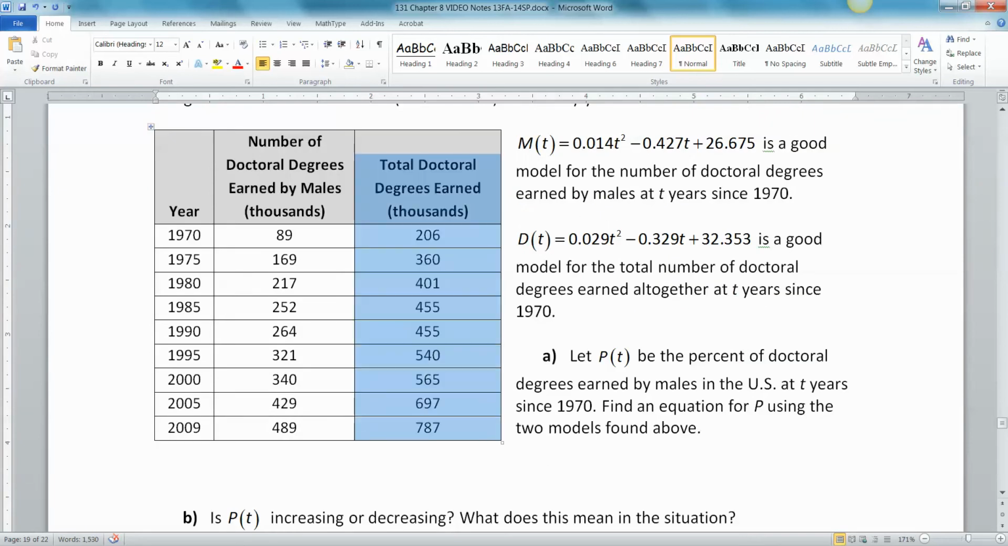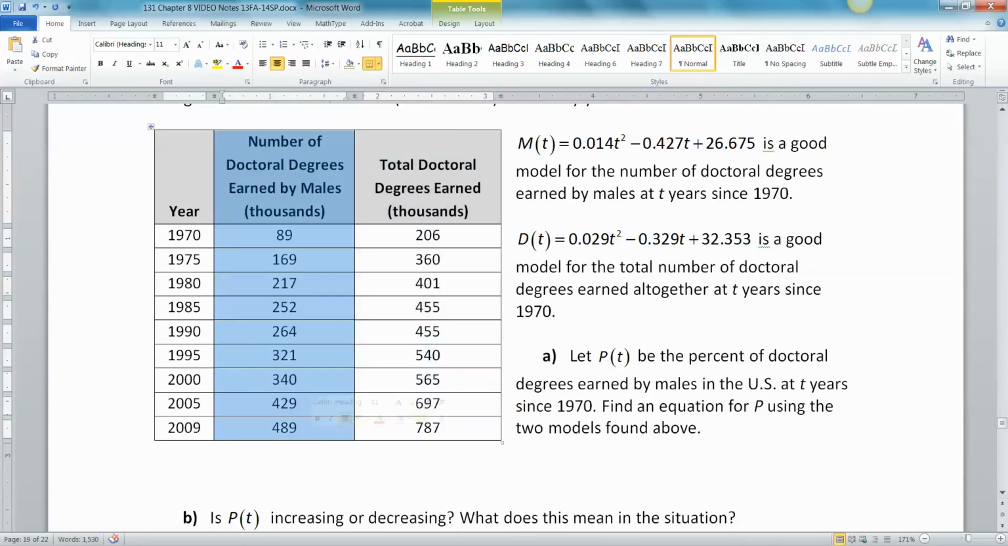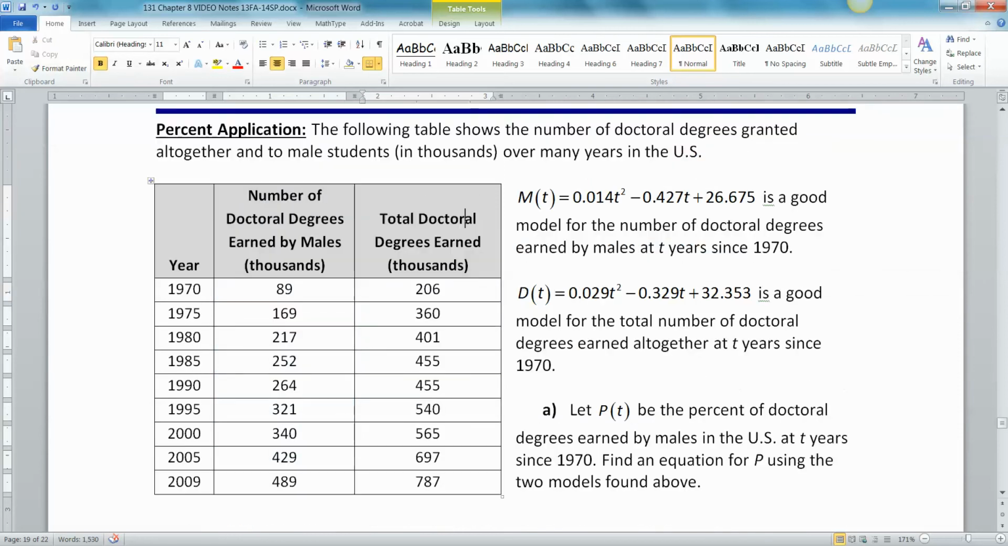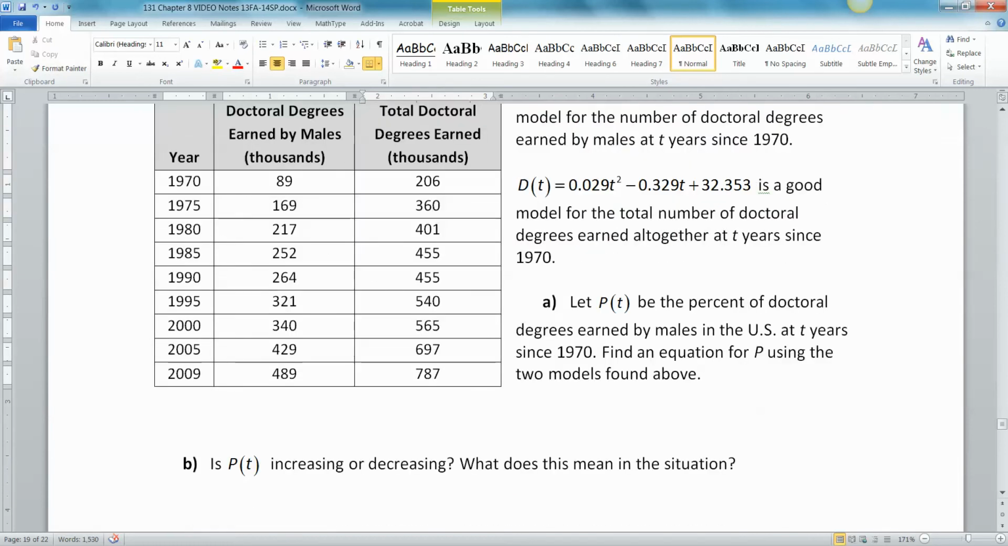So here are the total number of doctoral degrees earned. And over here are the total number earned by males. Doctoral degrees are PhDs, right? Professors. All right, so M of T is a good model for the number of doctoral degrees earned by males at T years since 1970. And D of T is a good model for the total number of doctoral degrees earned altogether. So that's the total. Now we're going to come up with a percent function.